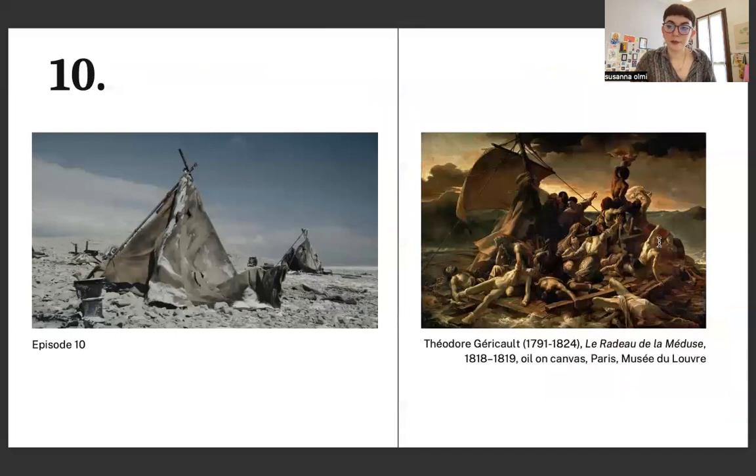The last comparison that I have is also from the last episode of the show, so from episode 10. There is a wasteland standing before us. There are no people inside, no human figure, and no life at all. Everything looks, if not dead, at least lifeless.